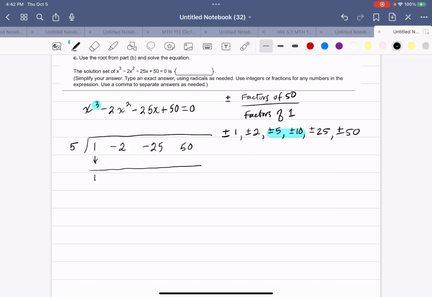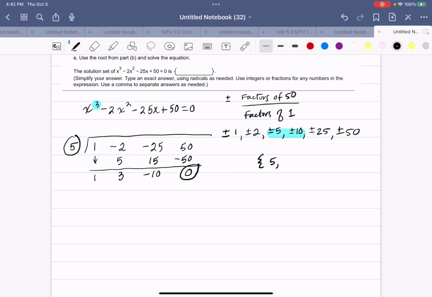That's a 1. 5 times 1 is 5. Add negative 2 and 5 to get 3. 5 times 3 is 15. Add negative 25 and 15 to get negative 10. 5 times negative 10 is negative 50. Add 50 and negative 50 to get 0. So 5 is a 0. Let's start to build my solution set.